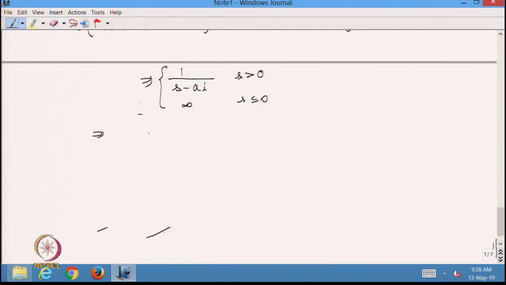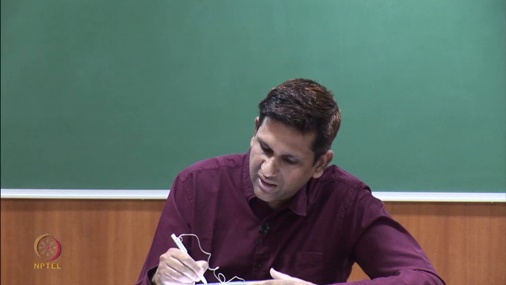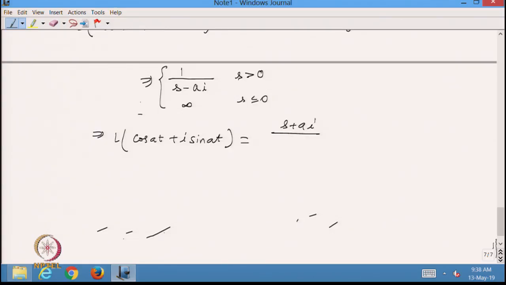So, from here I can write down the Laplace of cos at plus i sin at is equal to, so this one I will separate this complex number into the real part and the imaginary part. So, I just multiply by s plus ai and divide by s plus ai. So, from here I can write that s plus ai, dividing by s plus ai, and that will give me s square plus a square when s is positive.